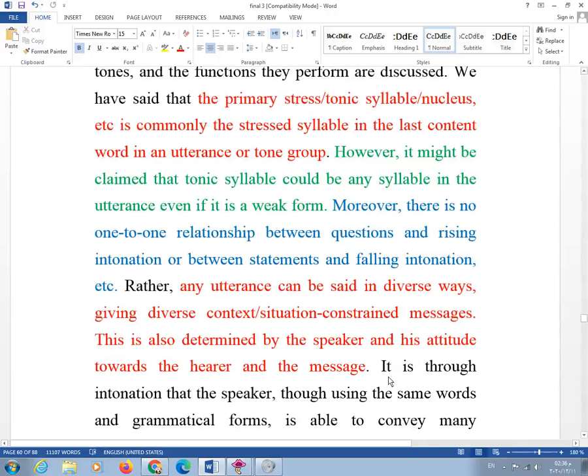And as listeners, we identify this by means of listening, and then we can identify the tonic syllable when we see that there is a change in the pitch. The pitch either rises up or falls down, and this is a very key indicator of the tonic syllable. Okay, and this is why we call it tonic.